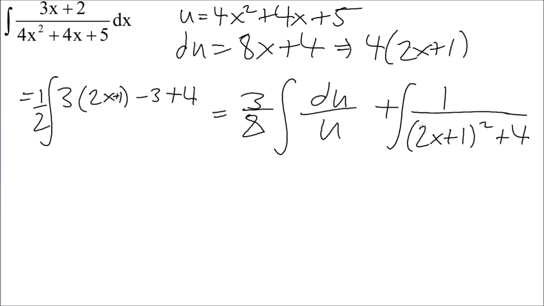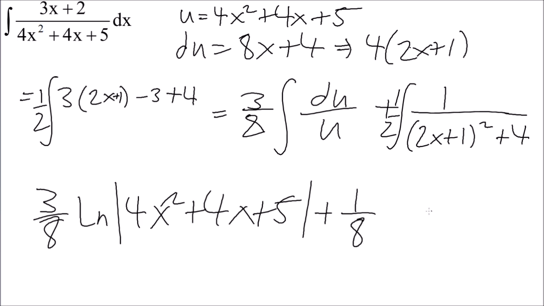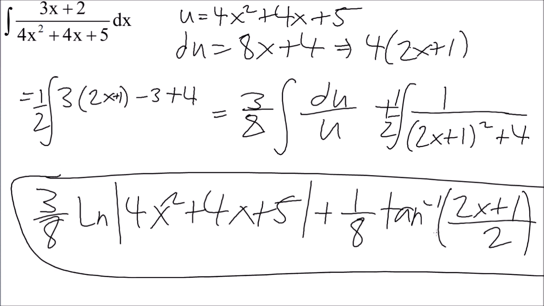This is its own integral. It's halved. Okay, so 3/8 ln plus 4x plus 5 plus, let's see, 1/8 inverse tangent 2x plus 1 over 2. I think this would be my answer with plus c, whatever. Okay.